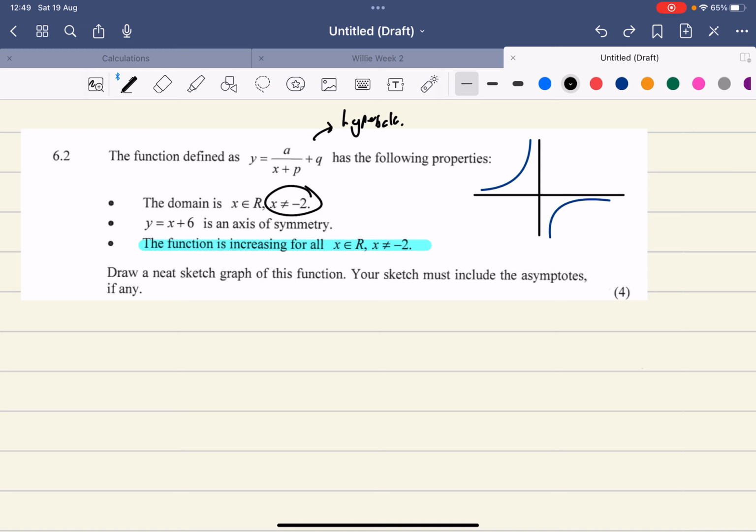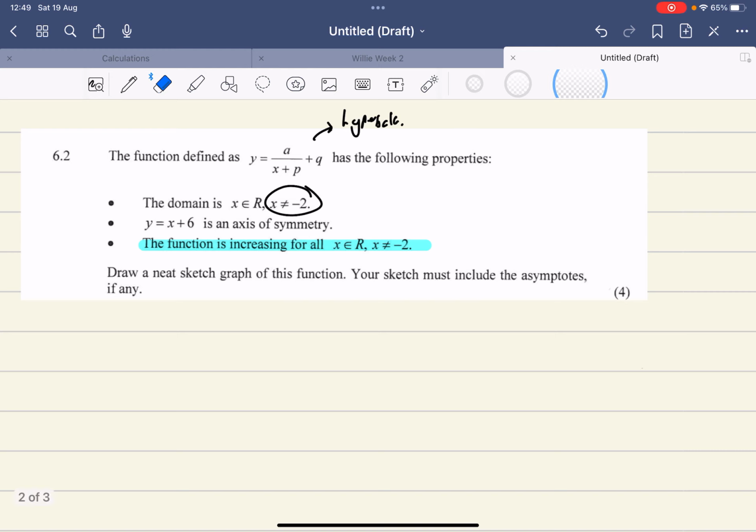Okay, what else? Well, the function y is equal to x plus 6 is an axis of symmetry implies that this is going to be a shifted hyperbola, because in this generic sketch here, we can see the axis of symmetry is y is equal to x. So as soon as you shift the axis of symmetry upwards, that means that these hyperbolas are going to move upwards as well. Okay, and we also know that from the fact that we have a plus q, so that means it's shifted.